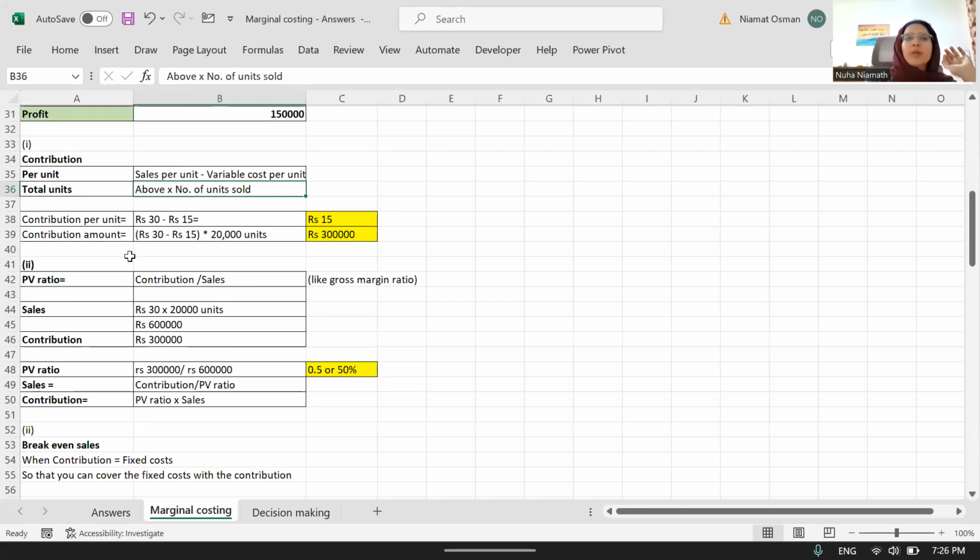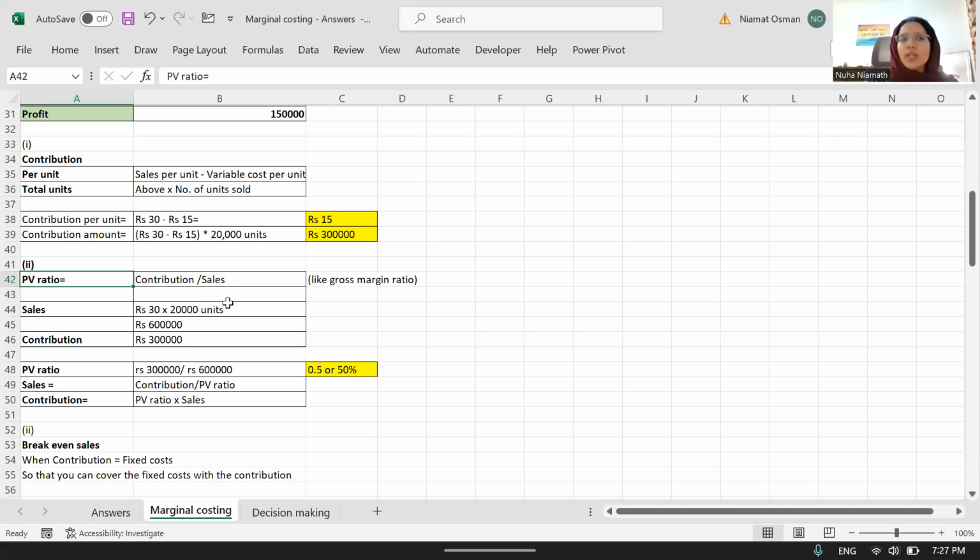Okay, great. Now we'll proceed with the formula that we need to know. The first and the only formula that all of you need to remember is PV ratio. What is PV ratio? PV ratio is nothing but your contribution divided by sales. Something like a gross margin. How in gross margin we divide the gross profit by sales to get the gross margin, right? It's very similar. PV ratio is also contribution divided by sales.